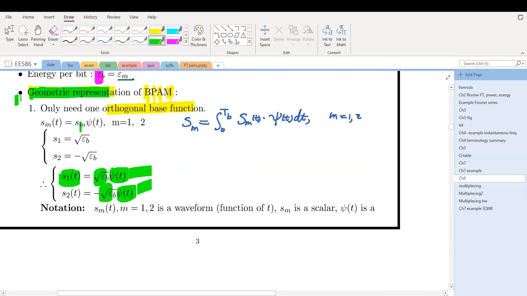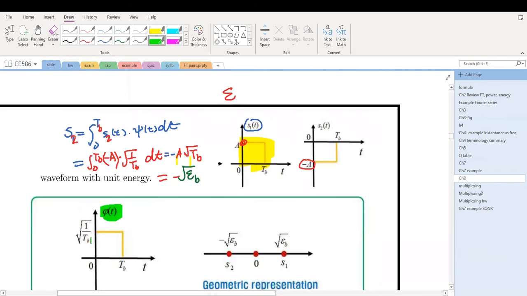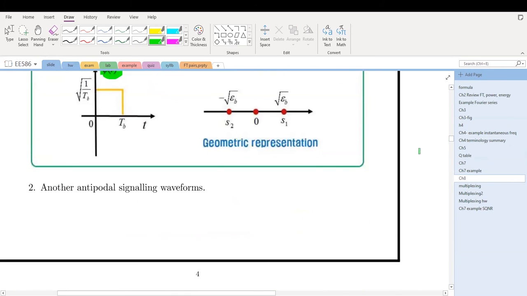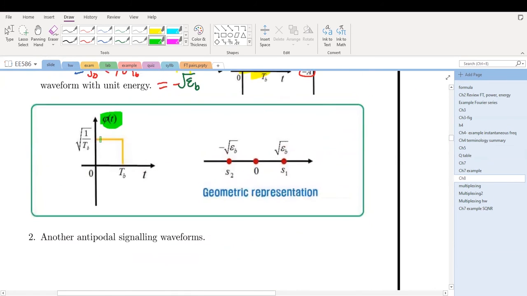So this is the geometric representation. This is how we illustrate the geometric representation. This is the orthogonal base function, and these are the coefficients. We only have one dimension because that's square root EB and minus square root EB. This is S1 and this is S2.